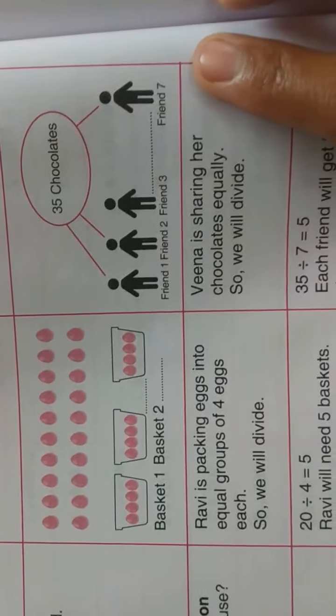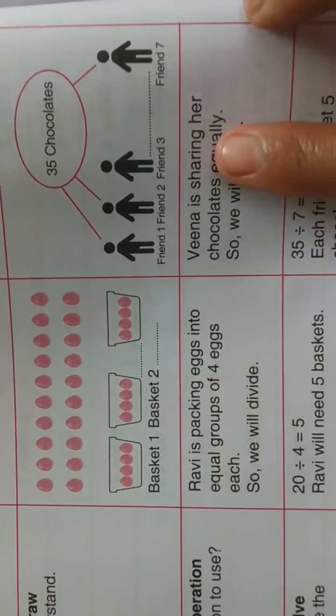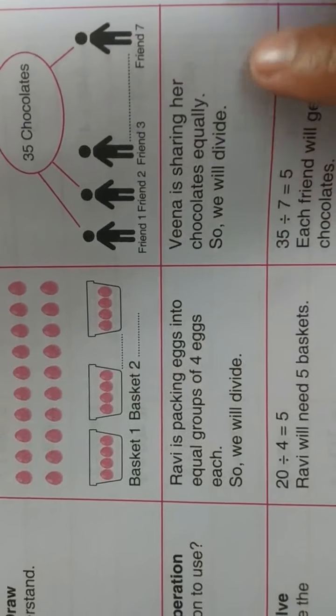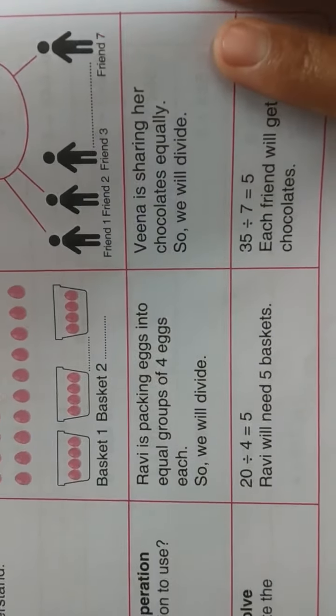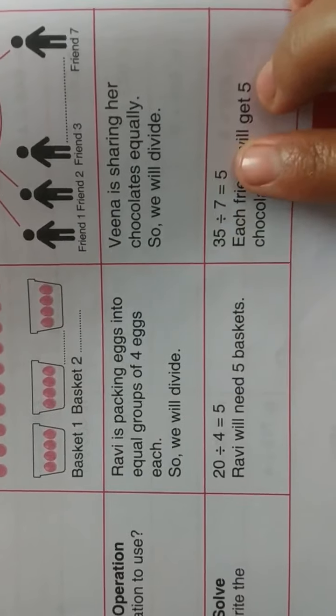So here 7 friends are there. Among 7 friends, Veena shares her chocolates equally. So we will divide here. What we have to do? Division will do. 35 divide 7. So the answer is 5.